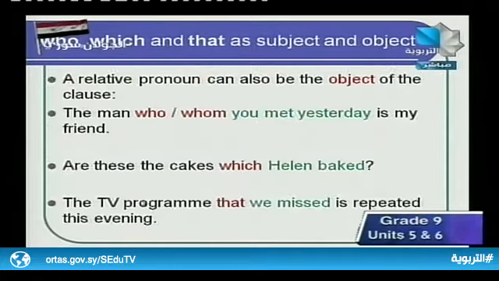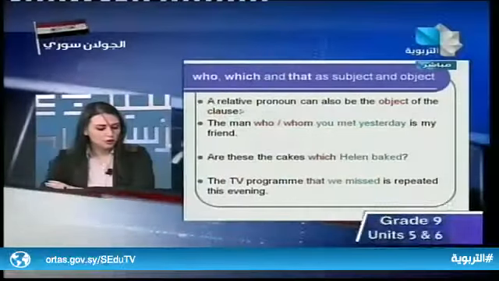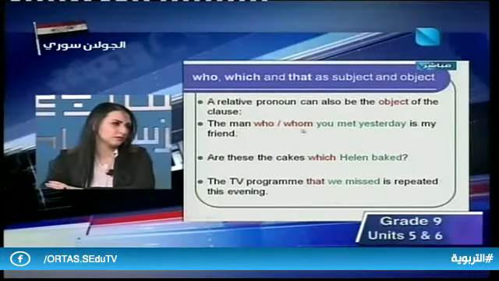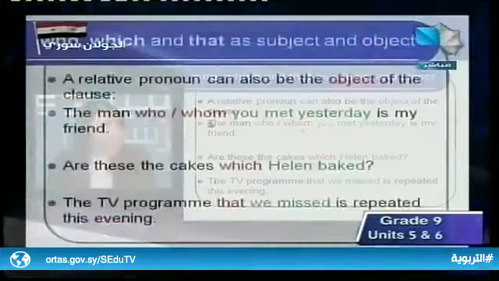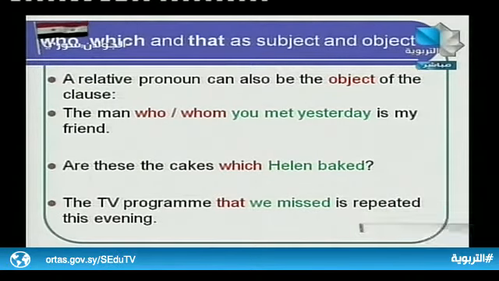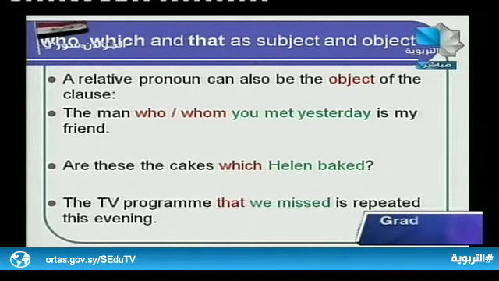And the relative pronouns can also be used as objects of the sentence. For example, the man who or whom you met yesterday is my friend. Let's talk about the main clause. The main clause was, the man is my friend. This is the first clause. The second clause: I met him yesterday.